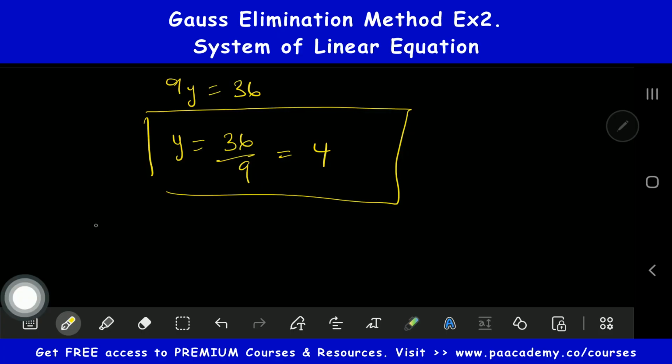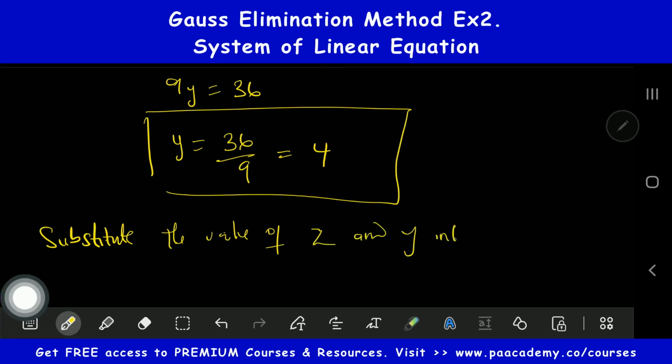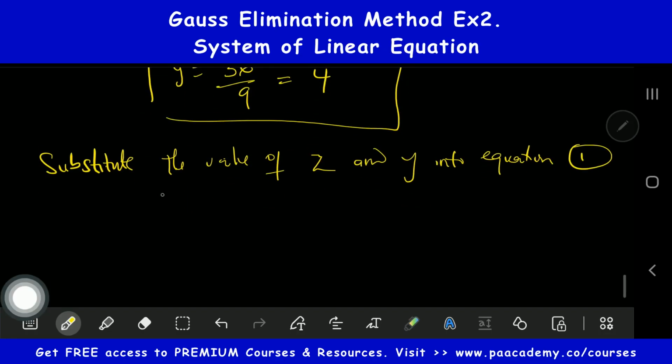Okay, so now what we want to do is to substitute the value of z and y into an equation. So you can use either equation 1, equation 2, or equation 3. Okay, but for this now, let's make use of equation 1. So don't forget, our equation 1 was given to be 3x plus 2y minus z equals to 19. So you can use the initial value of your equation 1 before you start multiplying them by either 2 or whatever values.